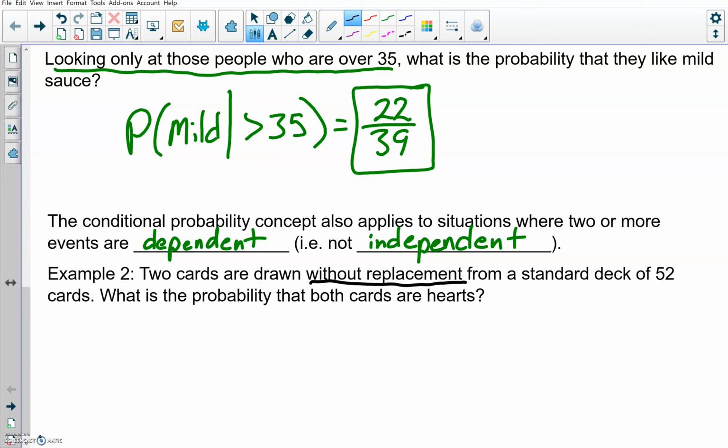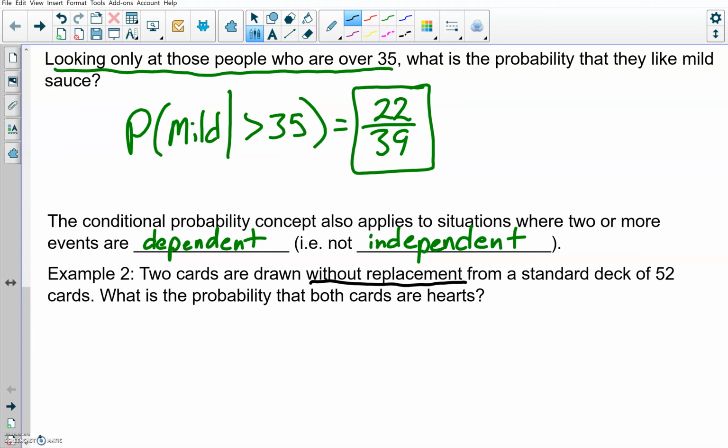So when you pick up the card, you look at it, you don't put it back in the deck and reshuffle for your second draw. You pick it up, you look at it, and set it to the side. So when you draw without replacement, you're actually changing the number of cards that are left in the deck. That's going to change the denominator of your probability. That's going to mean that you're looking at a dependent scenario.